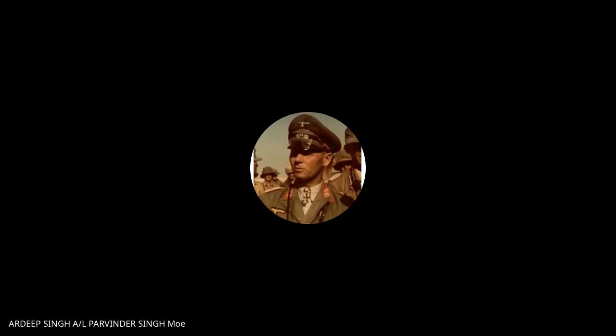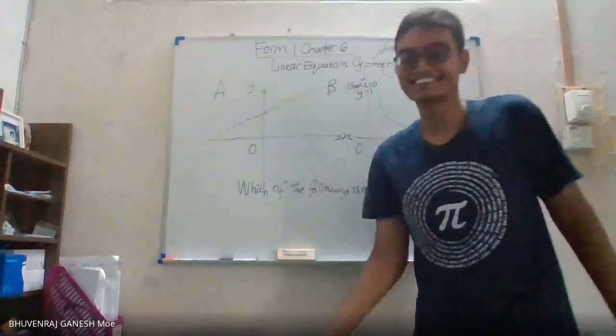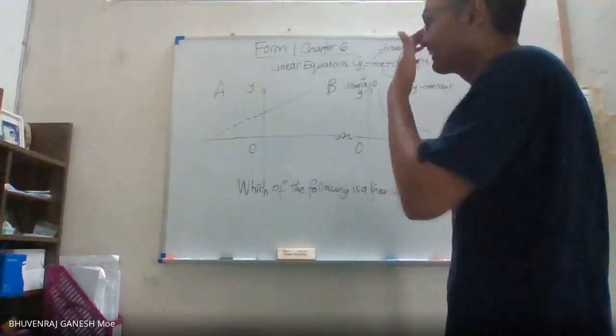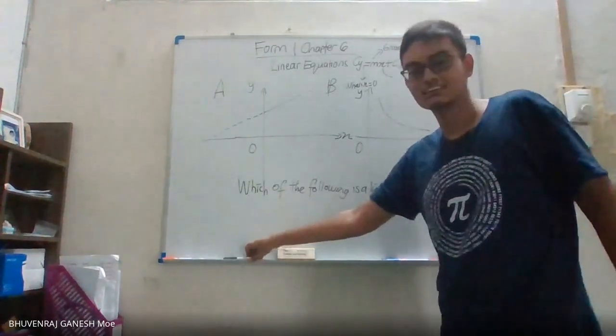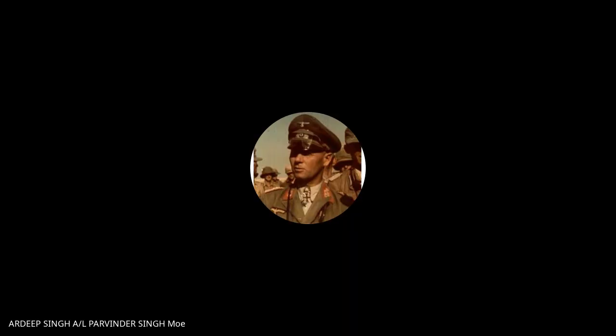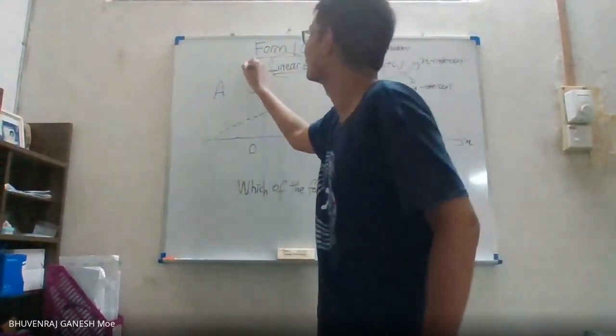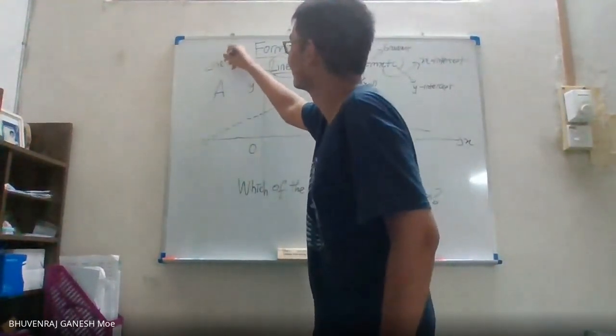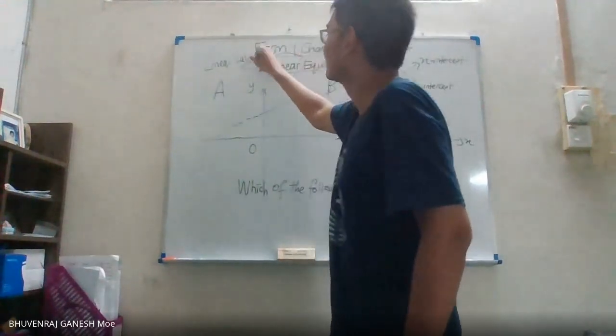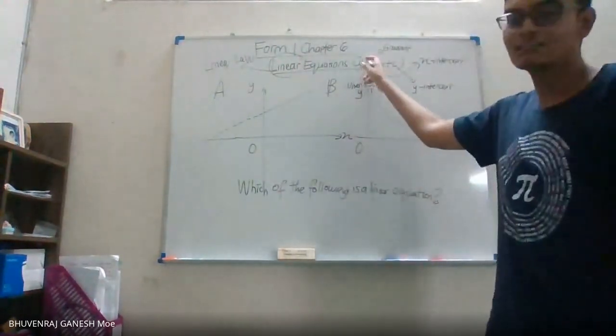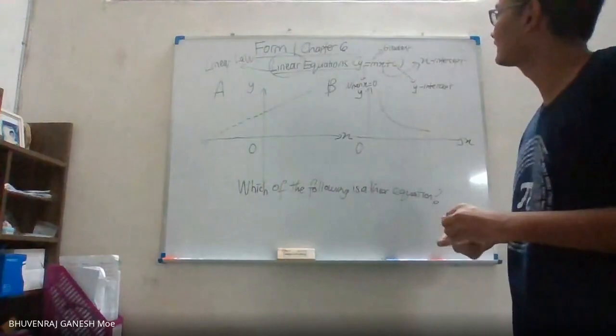Okay, so this chapter we are now going is Form 1, Chapter 6, linear equation. You see the word linear equation is related to our topic that we will study in Form 4, which is linear law. So if you see the general formula of linear equation, I think everyone knows this.